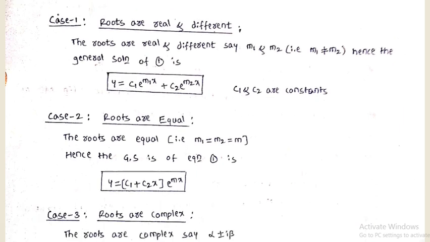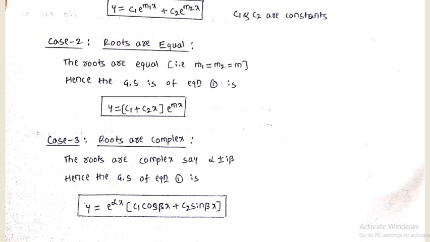Then the second one is case 2: if the roots are equal, say m1 and m2 are the same, denoted as m. Hence the general solution of equation number 1 is y equal to (c1 plus c2x) into e to the power mx. So this is the general solution for equal roots.